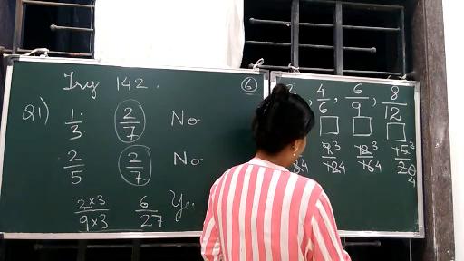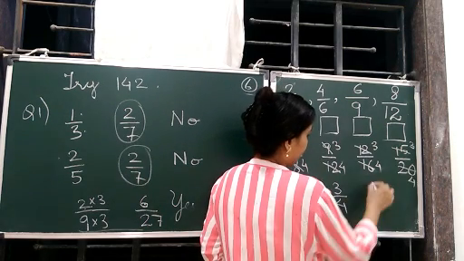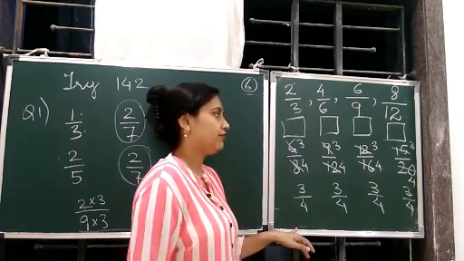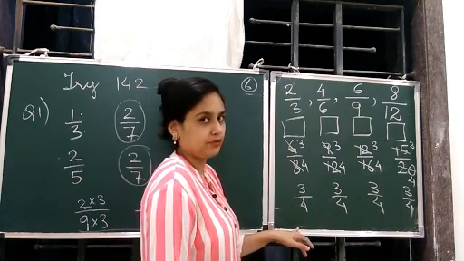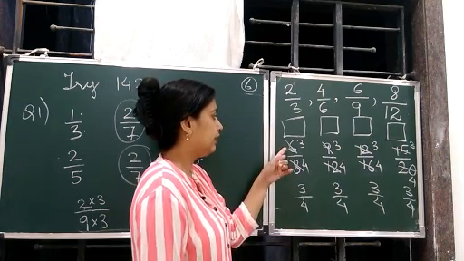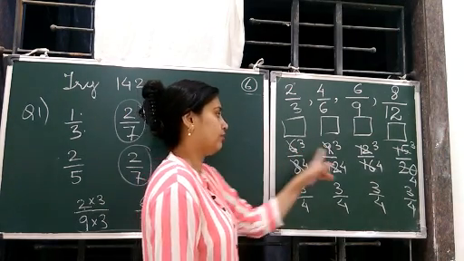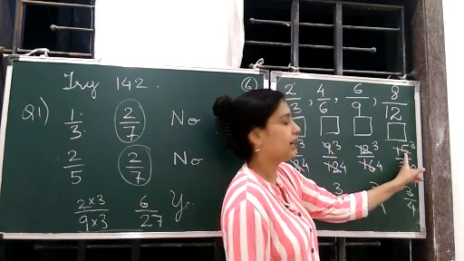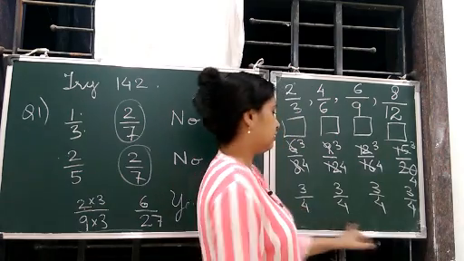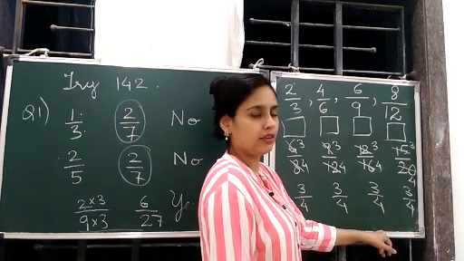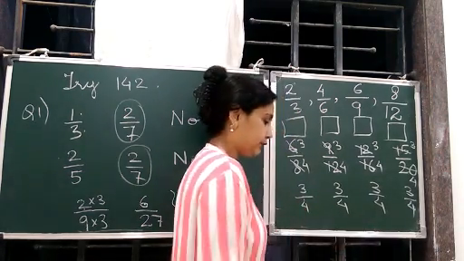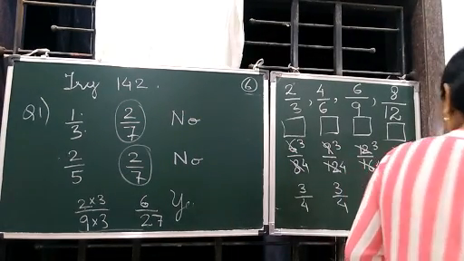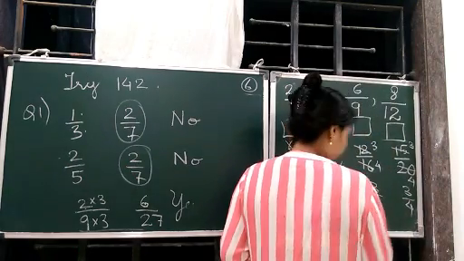So everywhere we see 3 by 4, 3 by 4, 3 by 4, 3 by 4. The simplest form was 3 by 4. What did we do? We divided 6 and 8 by 2. We divided 9 and 12 by 3. Then by 4. Then by 5. And we got this number. So are they equivalent? Yes, they are equivalent. So answer, you will have to write yes. Please write yes, they are equivalent.